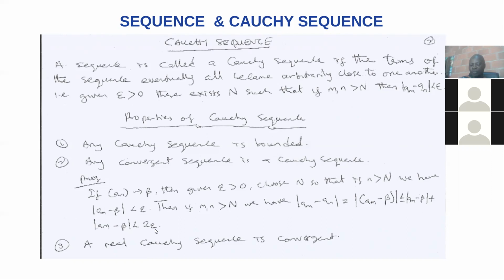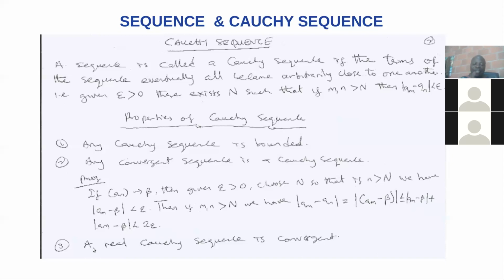2 epsilon. What this implies is that if you open the bracket and perform the operation, you are going to have minus 2 beta at the end of the day. Each of these, a_m minus beta, is epsilon, and a_n minus beta is another epsilon. The two of them together give epsilon plus epsilon, which is 2 epsilon. Is it clear? The third thing is that a real Cauchy sequence is convergent.